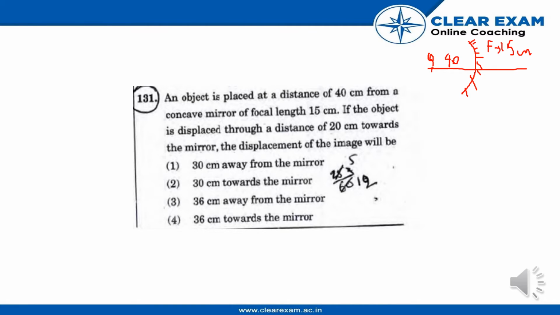We need to find, if the object is displaced through a distance of 20 centimeters towards the mirror, the displacement of the object's image. First of all, we need to find the displacement, and second, we need to find whether the image moves towards the mirror or away from the mirror.